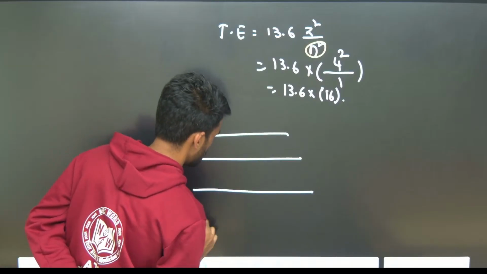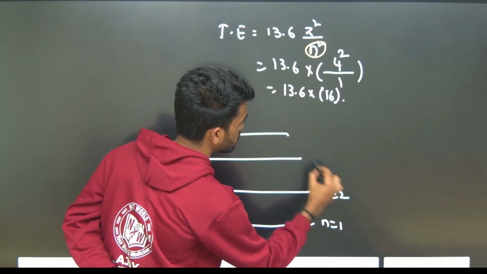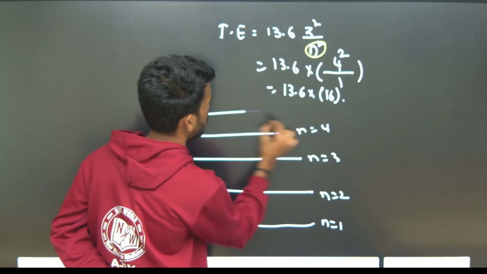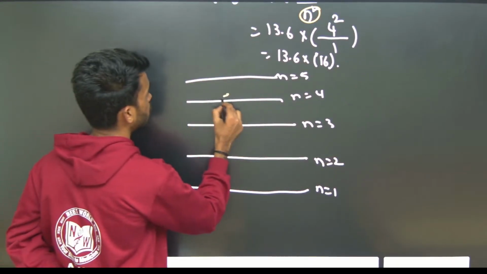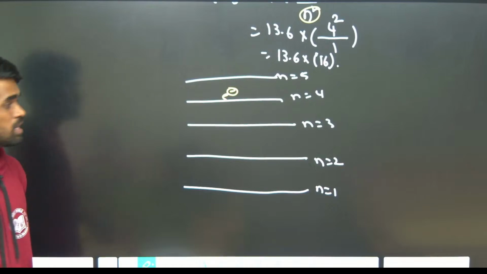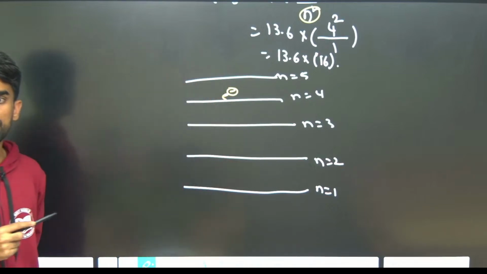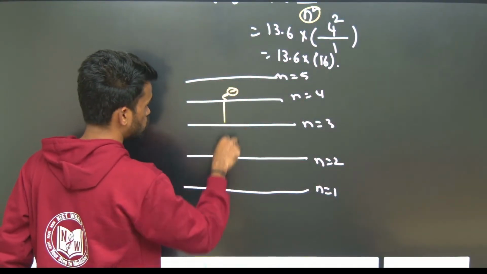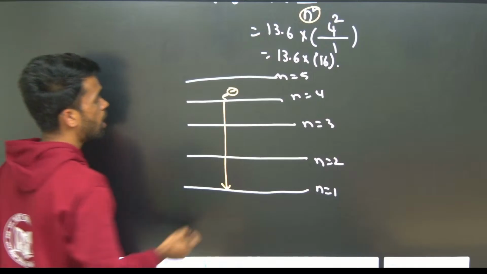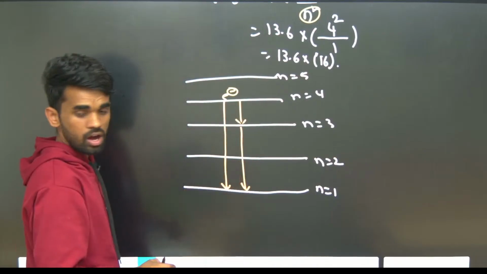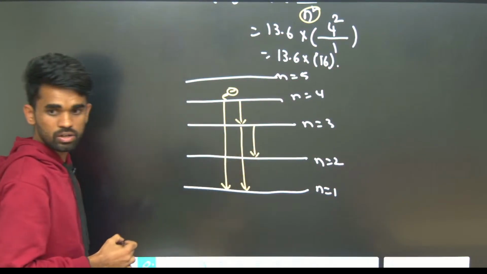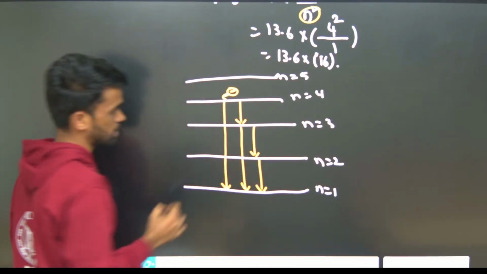Now I have given you something like a different series of lines like this. I have told you this is 1, this is 2, this is 3, this is 4 and 5. Now I have an electron in the 4th level. How many spectral lines are possible when it is falling from the 4th level? It can fall directly from 4 to 1, or it might go 4 to 3, from 3 directly to 1, or from 3 to 2, and 2 to 1.